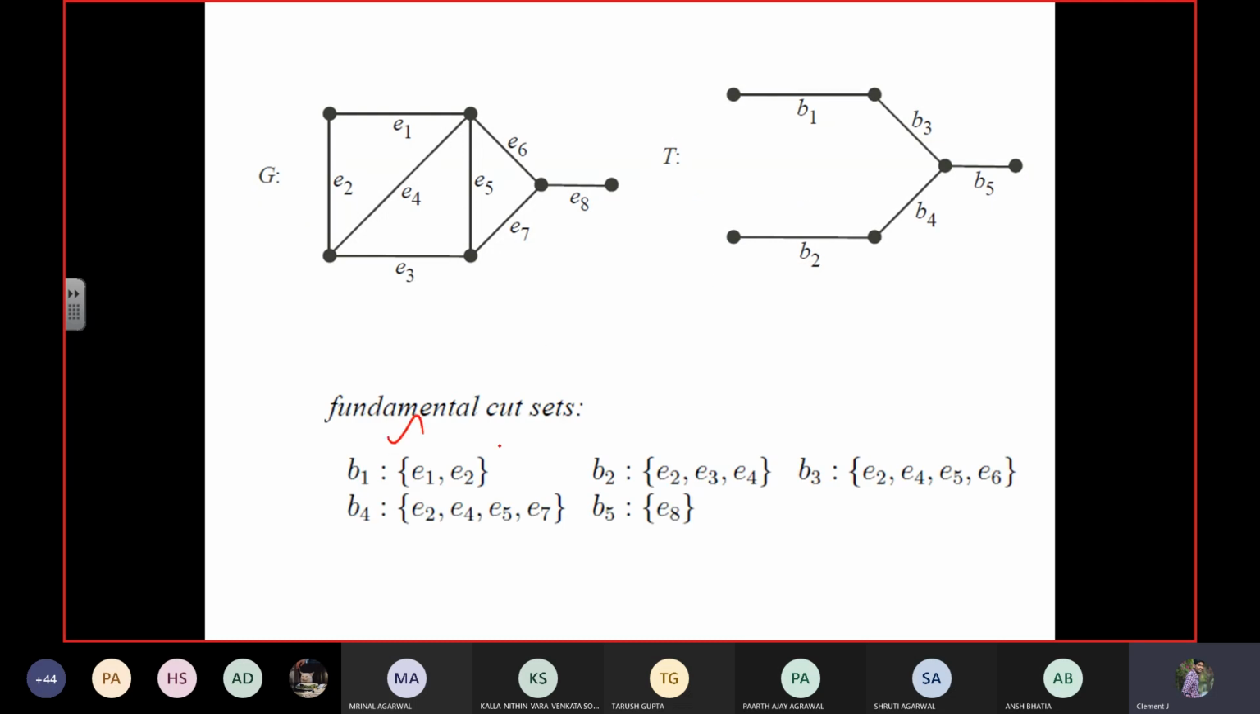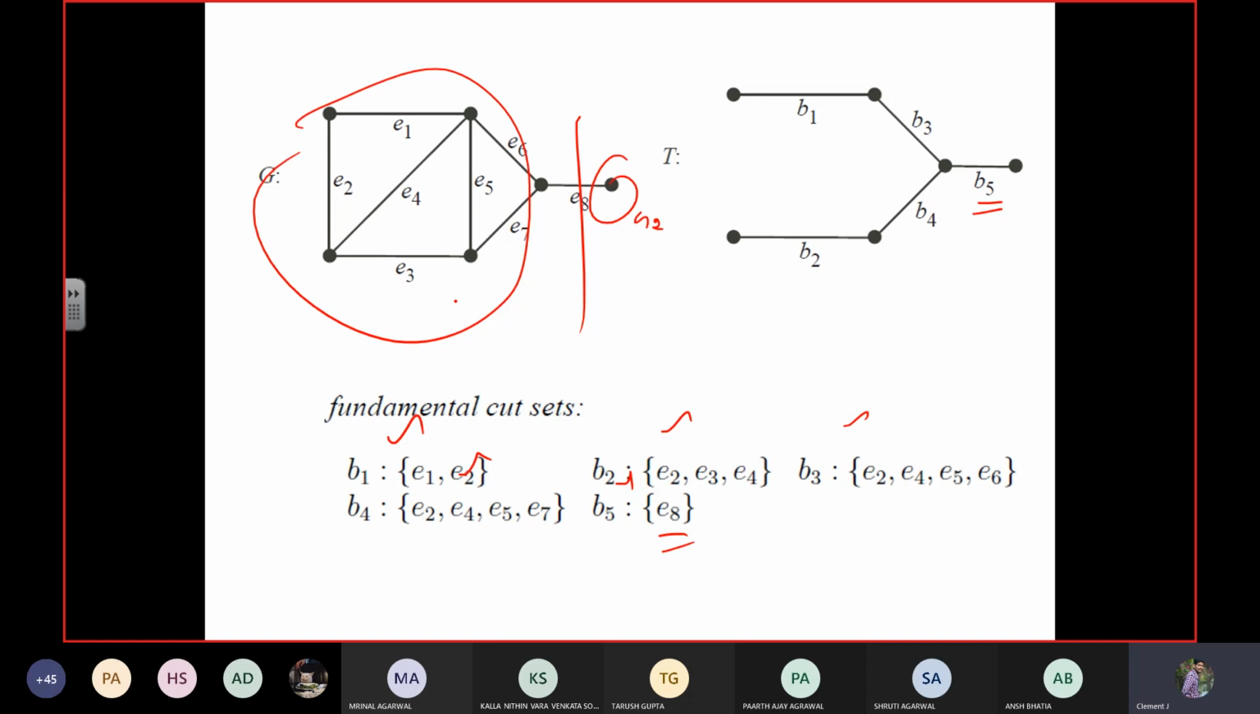Here you can just check B1, B2, B3. When you get to B5 alone, since I could not add any chord to that particular branch B5, it will certainly play the role of a separate single edge as a cut set. See here, E8: if you cut this, this will be the second component and this will be the first component. So the graph divides into two connected components. It follows the rule and does not violate it, so we should accept that as a separate edge as the cut set. Can you get the point? Is it clear?